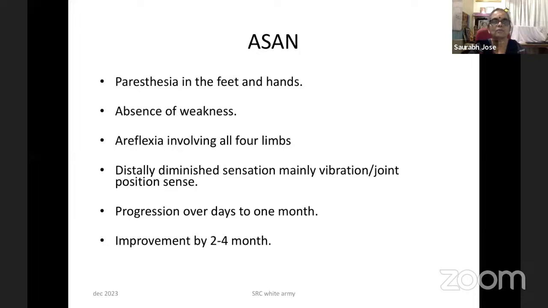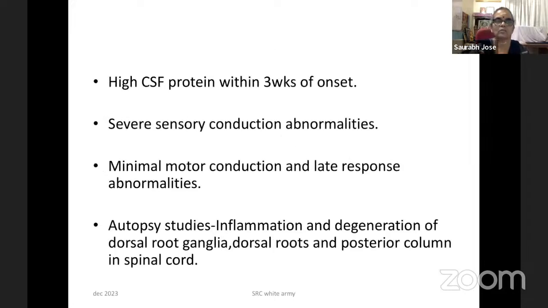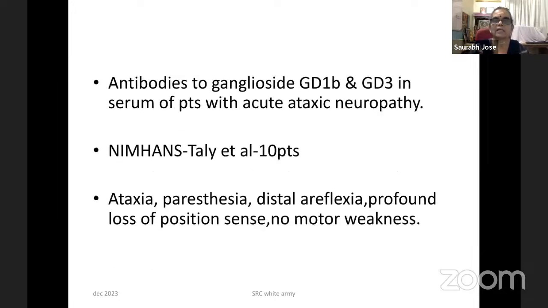Then ASAN, it's a sensory dominant one. Acute sensory axonal neuropathy: here sensory symptoms dominate, weakness is not there, areflexia is there, progression is over 1 month, and they start improving by 2 to 4 months. That's a sensory variant. It's an exclusion diagnosis, as I said. And CSF will show abnormality. Electrophysiology shows abnormalities. And autopsy studies, of course, show inflammation. Then antibodies to GD1b and GD3. And they present with ataxic neuropathies, which is relatively less common, but published by our own professor.